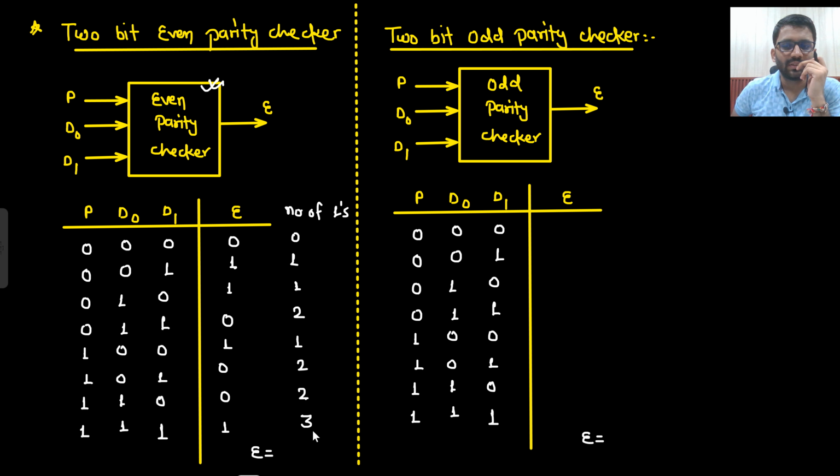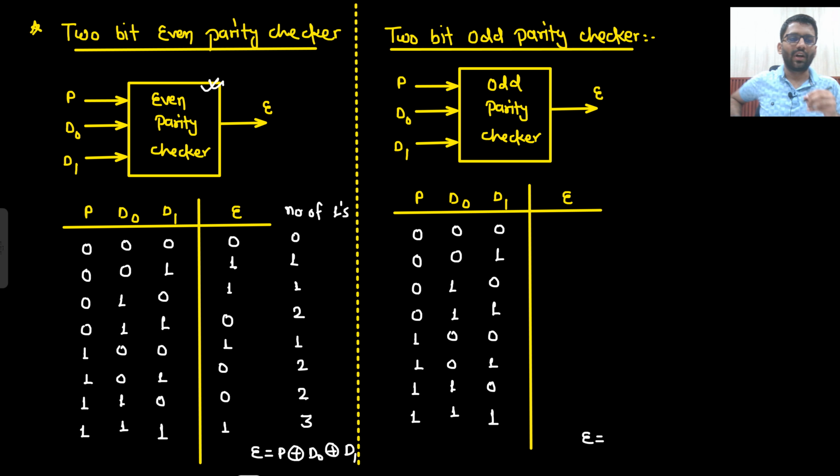What is the truth table for this? This is also an XOR gate only, right? You can see 0 XOR 0 XOR 1, 0 XOR 1 XOR 0, 0 XOR 1 XOR 1 is equal to 0. So this is also an XOR gate.